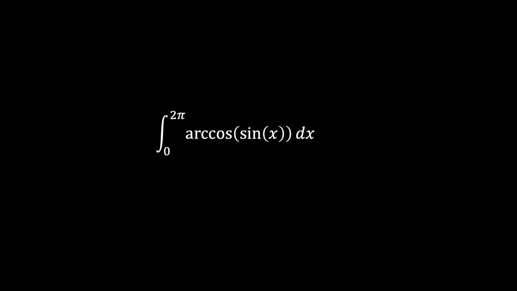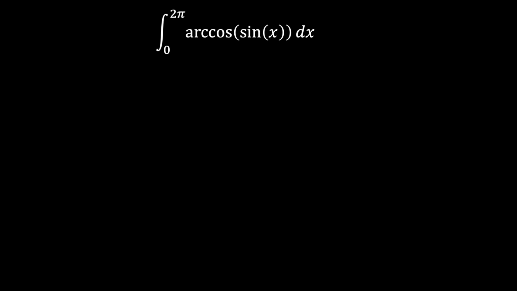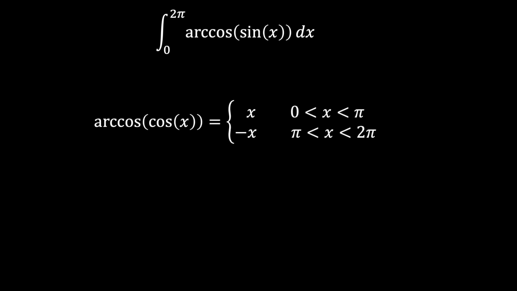If you have done inverse trigonometric functions, you should have come across this relation where you have an inverse cosine, and in the argument you have a cosine of x, and that is equal to x when x is between 0 and pi, and is minus x when it's between pi and 2 pi. But in our function, instead of cosine of x, in the argument we have a sine of x. So how can we do that problem?